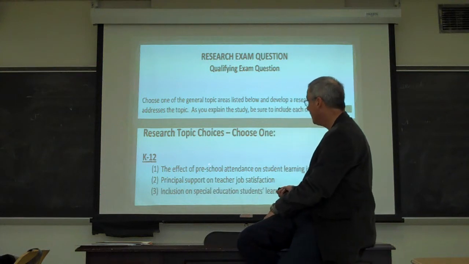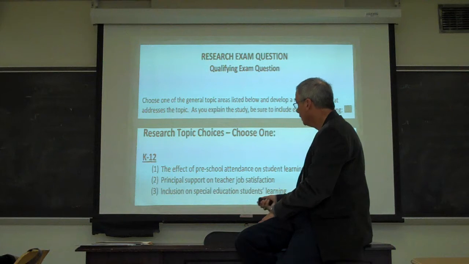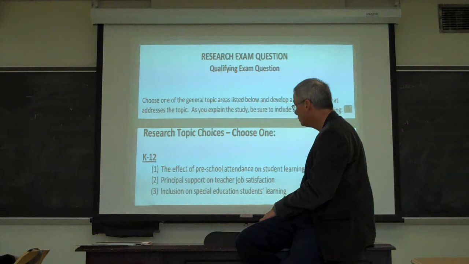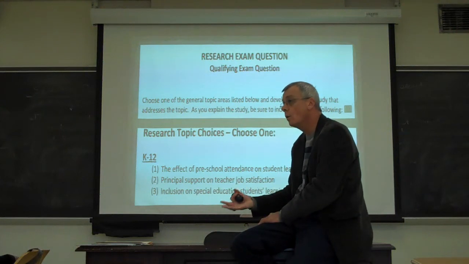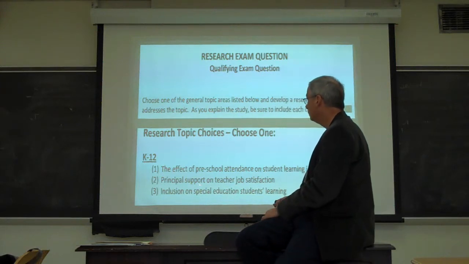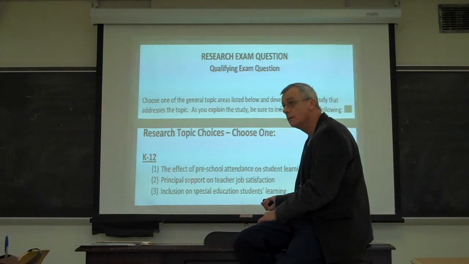For example, in this case here, the effect of preschool attendance on student learning is definitely quantitative design. The other 2, principal support on teacher job satisfaction and inclusion on special education students, could actually be attacked from either a quantitative or a qualitative design, depending on what you're going to focus on. Probably the one that fits the best to a qualitative is the number 2 prompt, because it's really looking for teacher input. Although it could theoretically be addressed with a quantitative, like a survey.